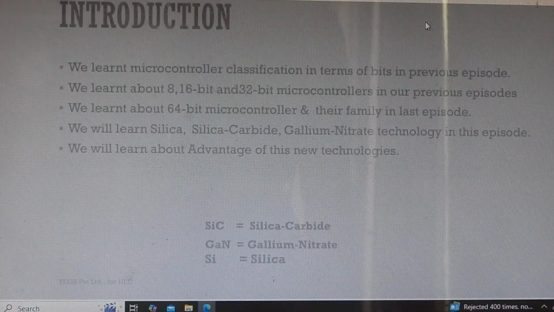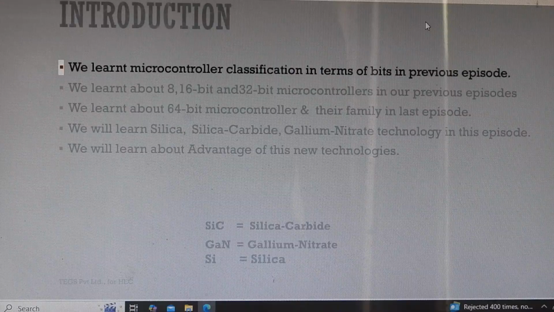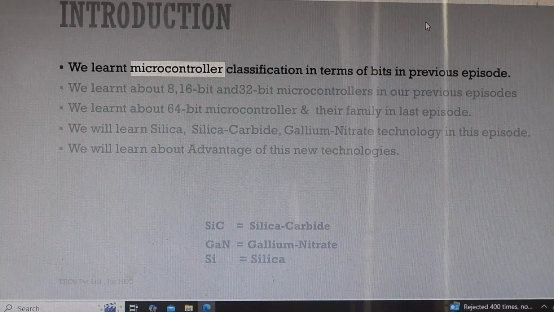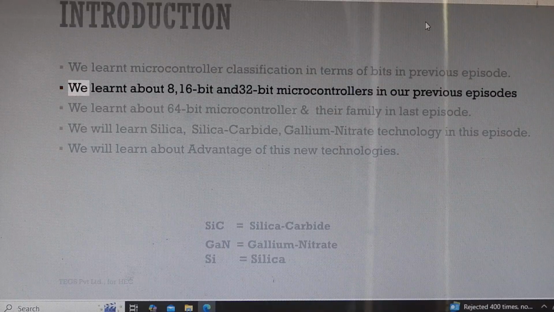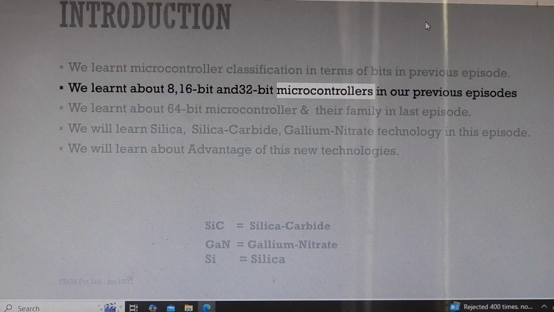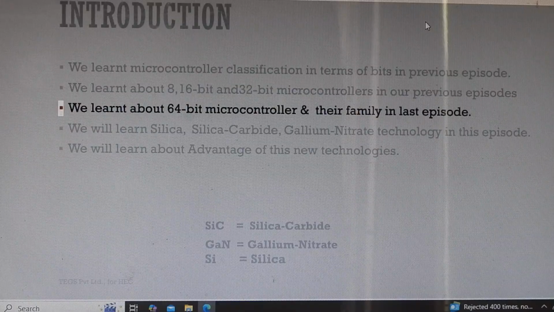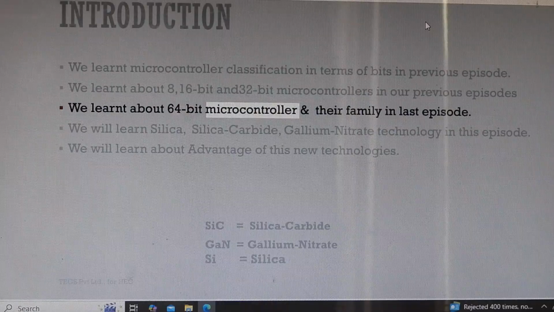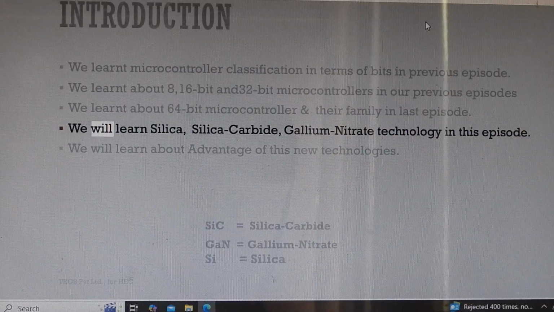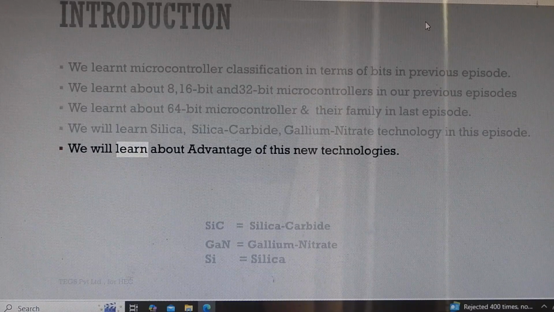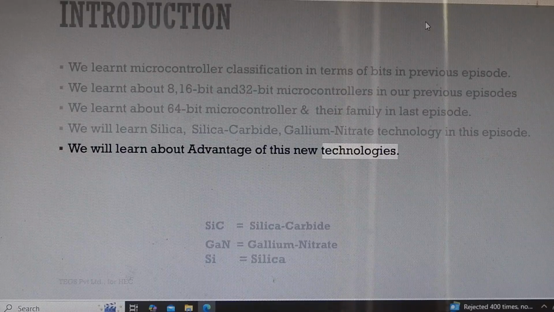Introduction. In previous episodes, we learned microcontroller classification in terms of bits. We learned about 8-bit, 16-bit, and 32-bit microcontrollers, and about 64-bit microcontrollers and their family in the last episode. In this episode, we will learn about Silicon Carbide and Gallium Nitride technology, and the advantages of these new technologies.